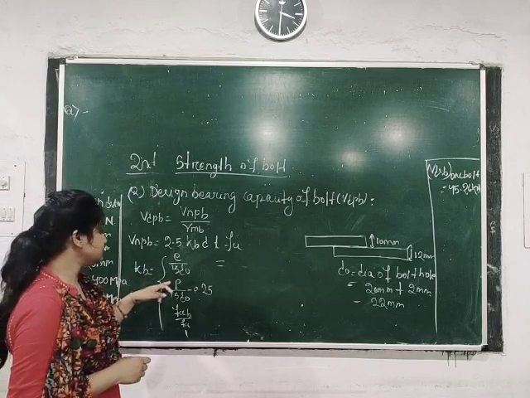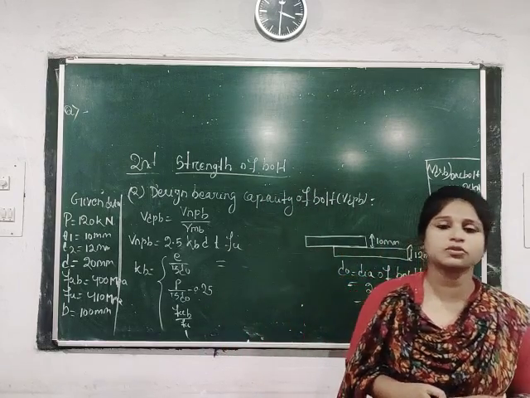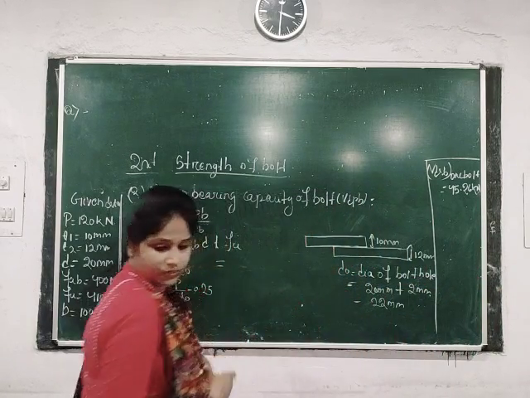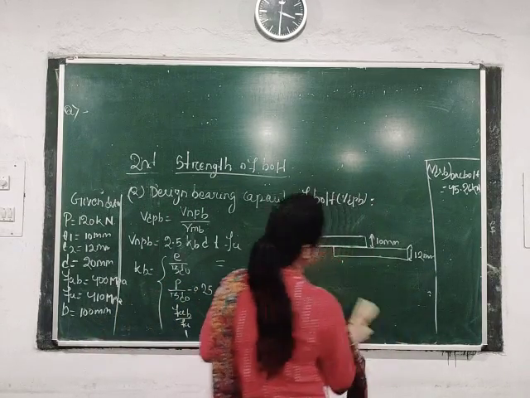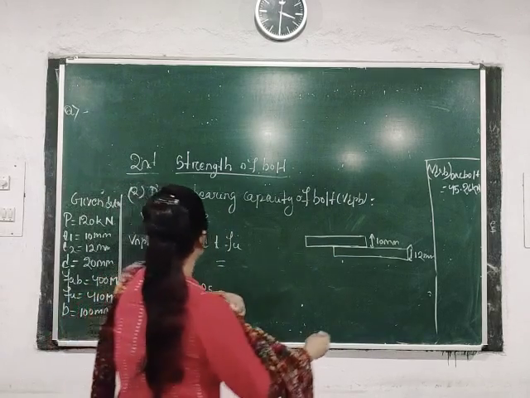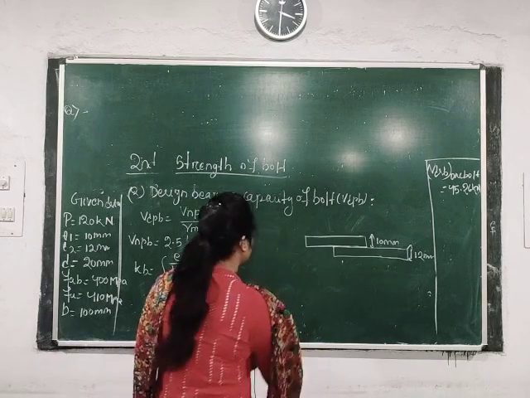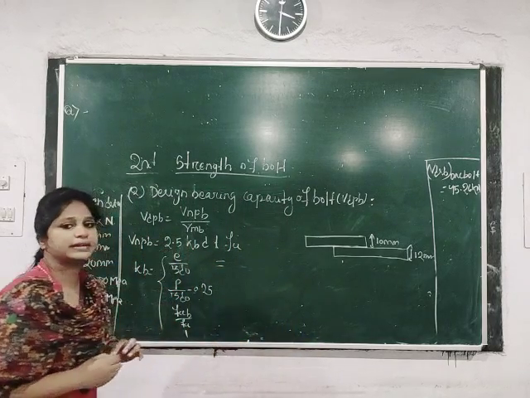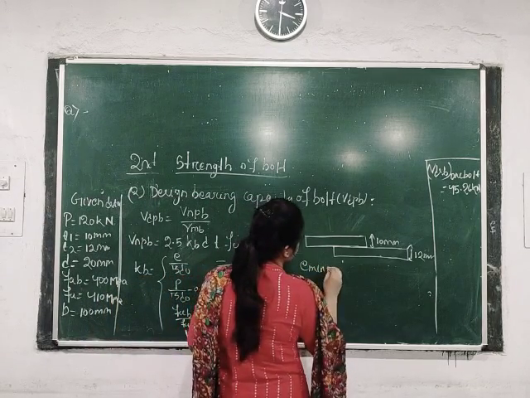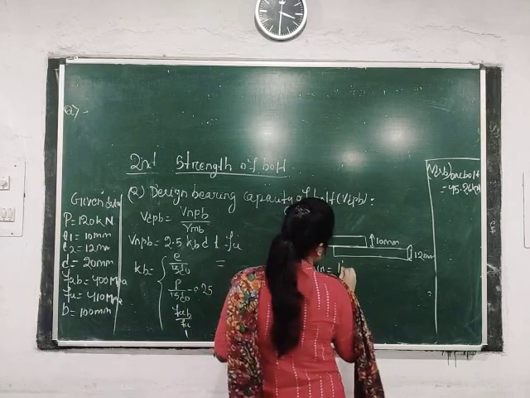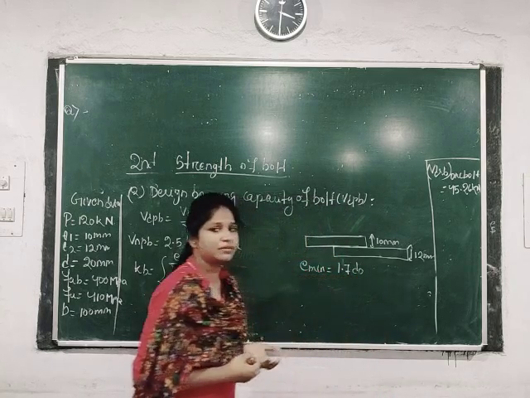Then next come to end distance and pitch distance. Okay. So these two values are not given in the question, so we have to assume these two values. So to assume these two values, first calculate the minimum end distance and minimum pitch distance. Okay. So minimum end distance is calculated by 1.7 d naught or 1.5 d naught.